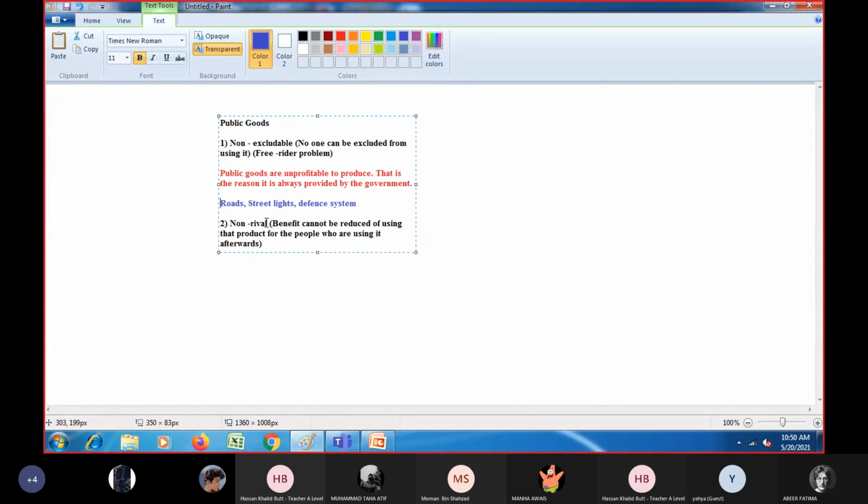Similarly, think about street lights, defense. The same applies there as well. Okay, all right. So I stop here. Now, if you have any confusion regarding public goods or the two features I highlighted, just let me know.